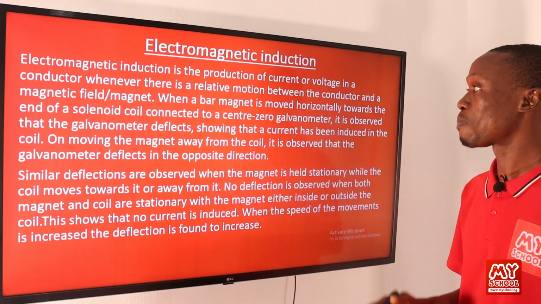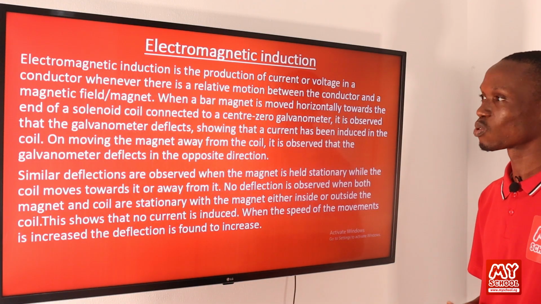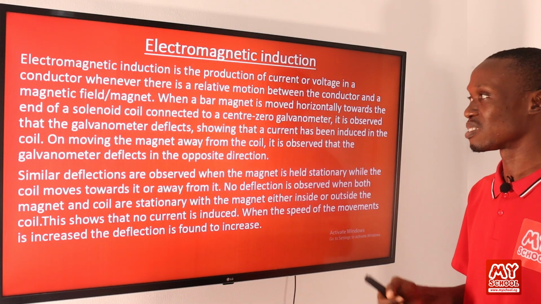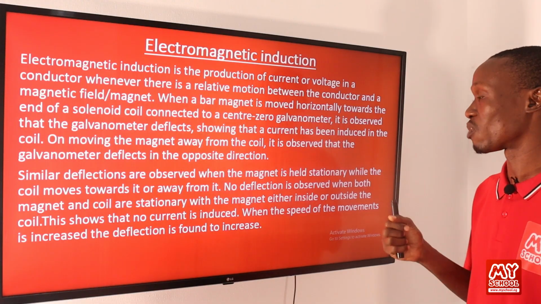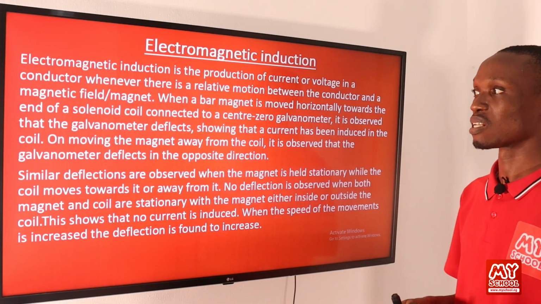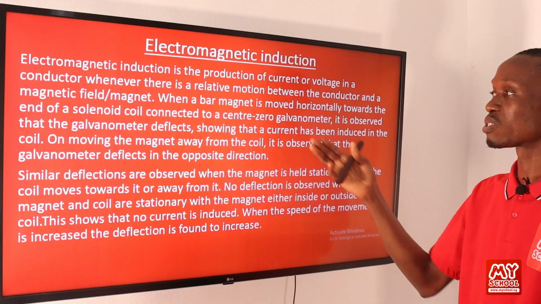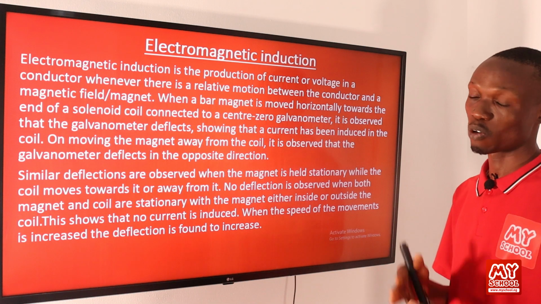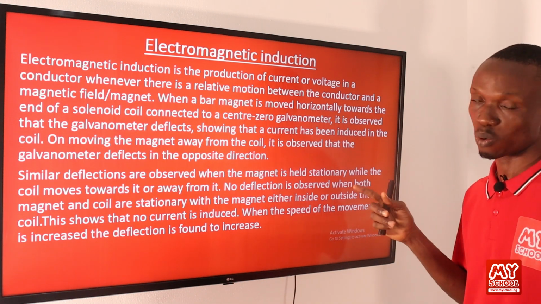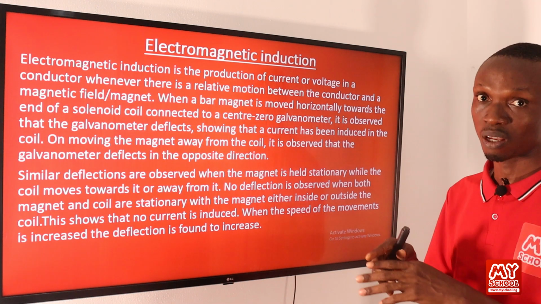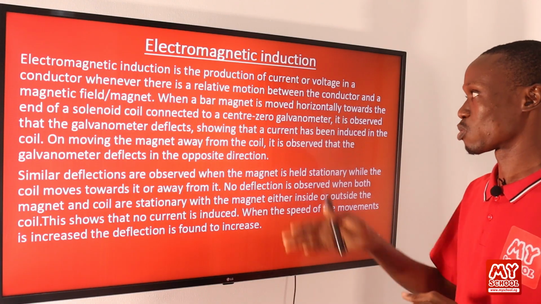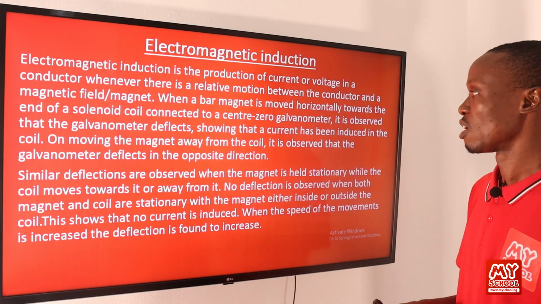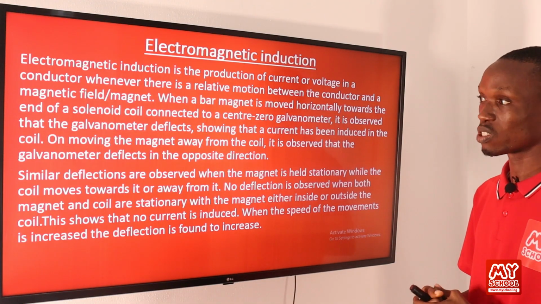When a bar magnet is moved horizontally towards the end of a solenoid coil connected to a center zero galvanometer, it is observed that the galvanometer deflects. When we say center zero galvanometer, we are referring to a galvanometer whose needle points at the center of the scale where no current flows through it. That's what is meant by center zero galvanometer. The deflection shows that a current has been induced in the coil.